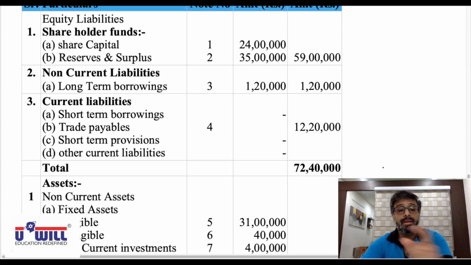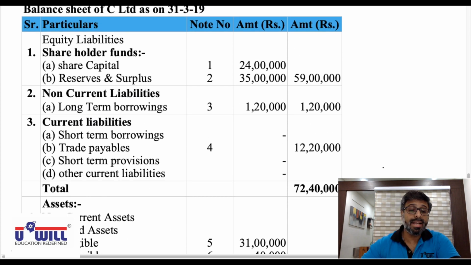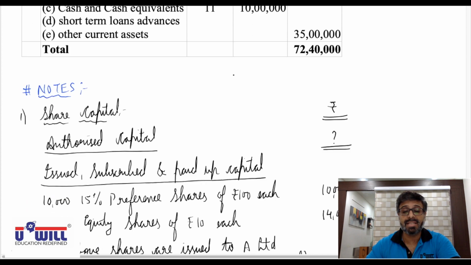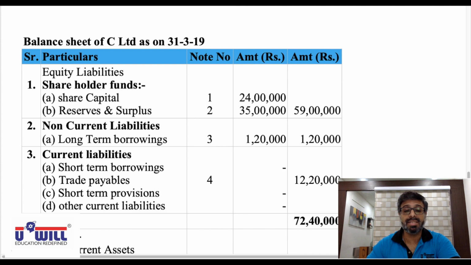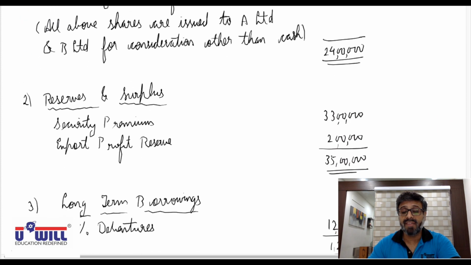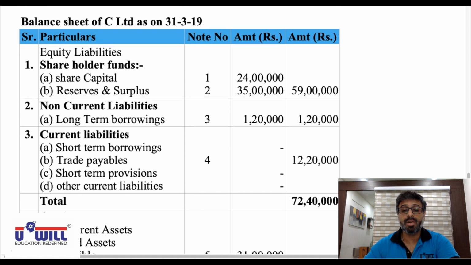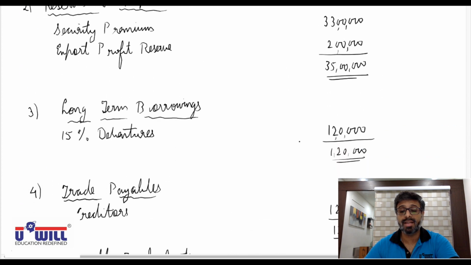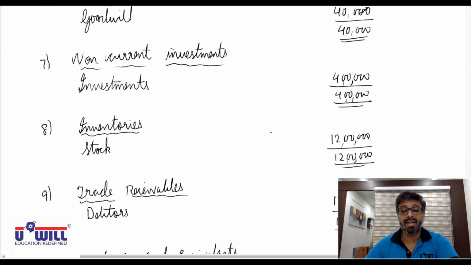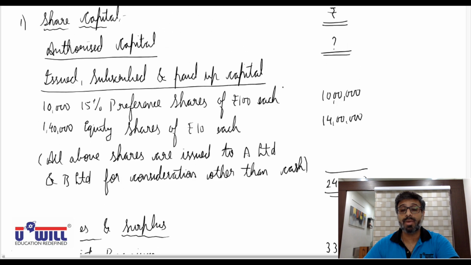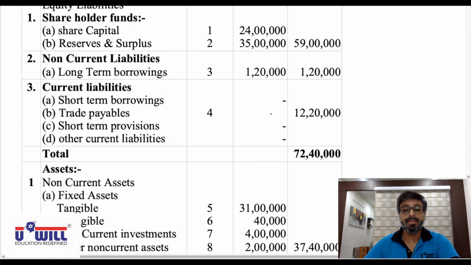See here, in the balance sheet, equity and liabilities, shareholders' funds, share capital as per note 1, as we have done, 24 lakhs. That will come over here. Reserves and surplus as per note 2, we have done 35 lakhs. That will come here. So shareholders' funds 59 lakhs. In non-current liabilities, long-term borrowings as we have done in note 3, 1,20,000. That will come here. In current liabilities, short-term borrowings nil. Trade payables as we have done in note 4, we have 12,20,000. That will come here. Then short-term provisions and other current liabilities we don't have.